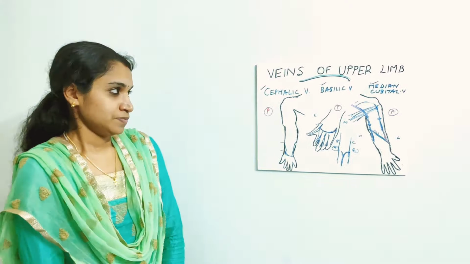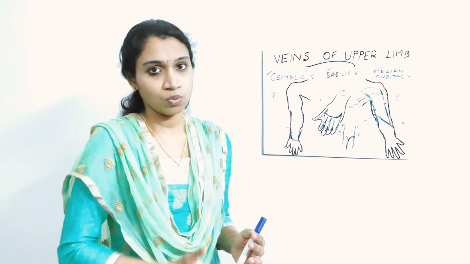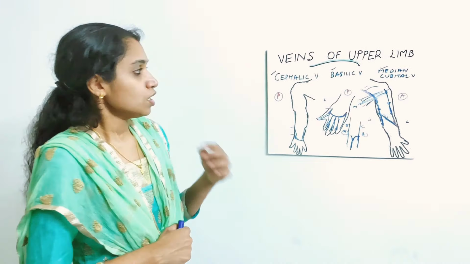Okay, the veins of upper limb. As we know, the veins of upper limb can be broadly divided into superficial set of veins and deep set of veins. We know both these sets of veins are provided with valves. We know the function of valves is nothing but ensuring unidirectional flow.